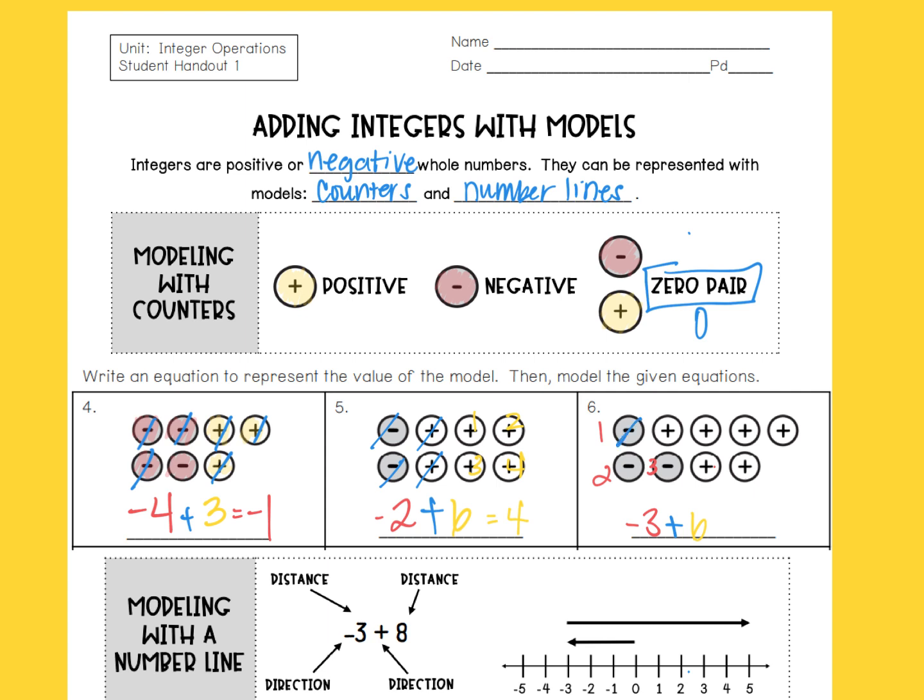So 1 negative here and 1 positive here is 1 zero pair. 1 negative here and another positive here is another zero pair. 1 negative here and 1 positive here is another zero pair. And now I am left with 3 positives. So my answer is 3. Negative 3 plus 6 equals 3.